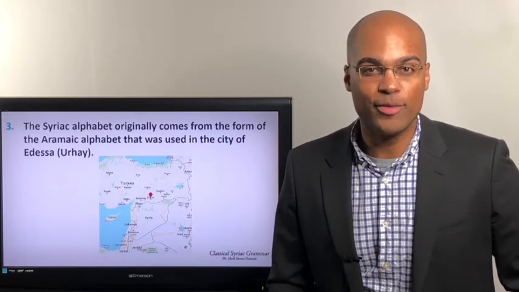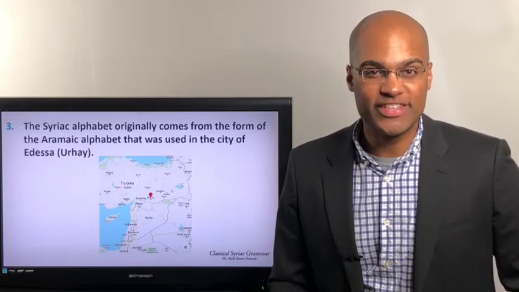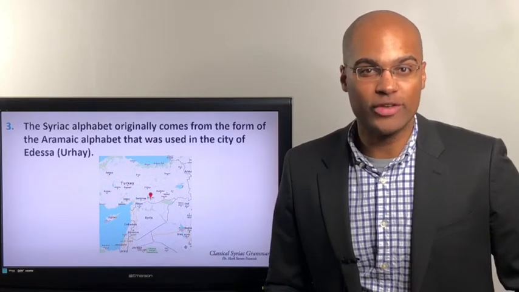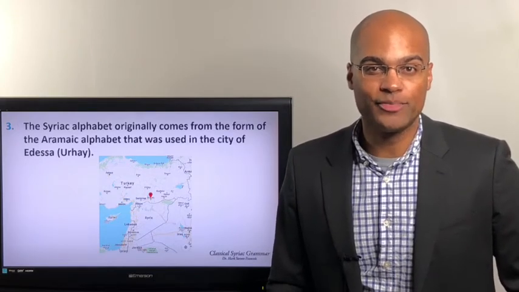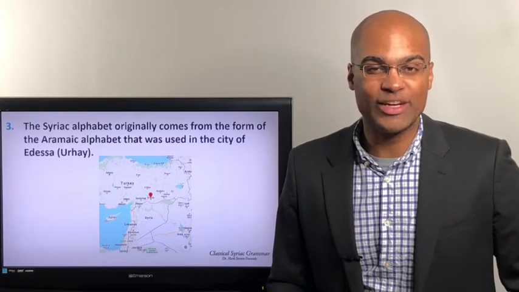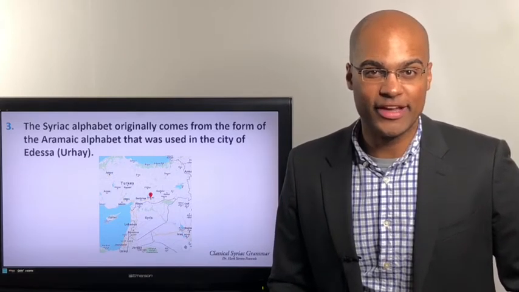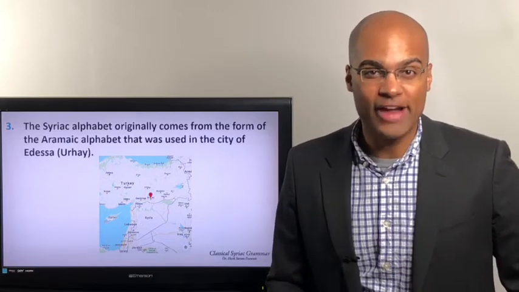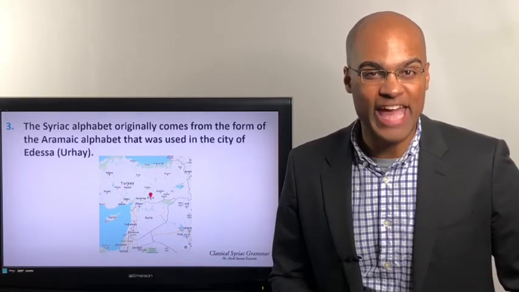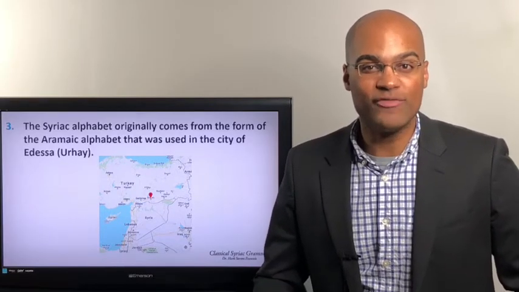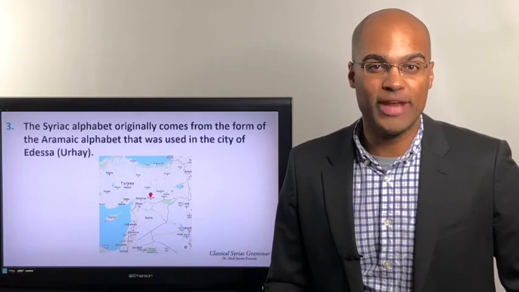The third thing that we need to know about the Syriac alphabet is that the Syriac alphabet is the form of the Aramaic alphabet that was used in the city of Edessa, which was known in Syriac as Urhai. Now, Edessa is located in what is today southeastern Turkey, near the border of Syria. But back at the beginning of our era, it was at the very center of an Aramaic-speaking kingdom that would eventually end up being absorbed into the Roman Empire.